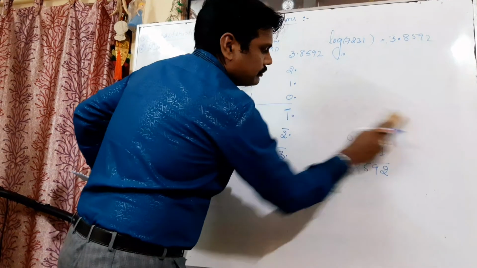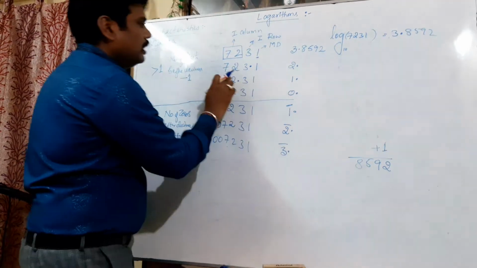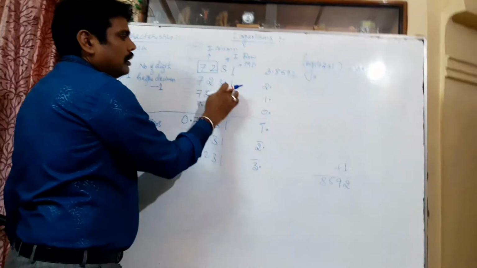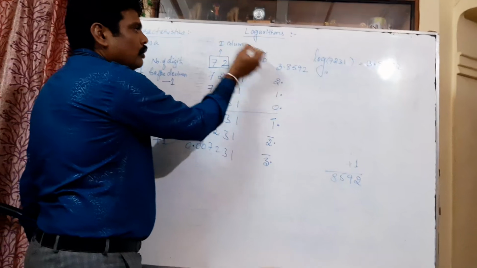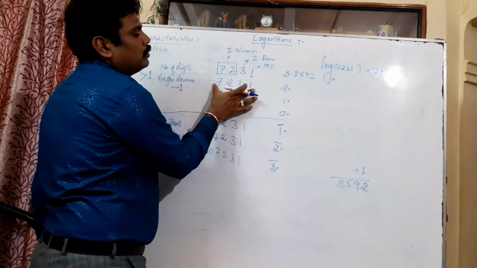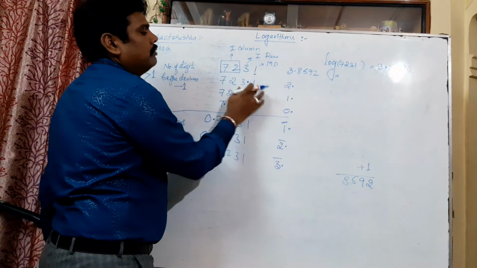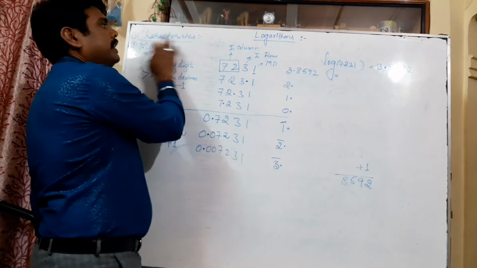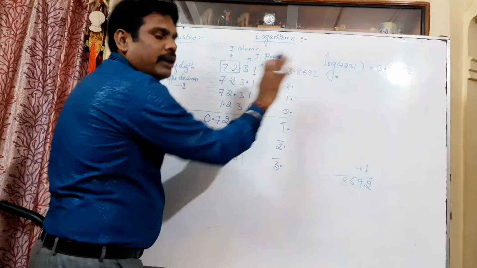Similarly, if I want to write the logarithmic value of the next number, it is 7231, but the digits are the same now. Irrespective of the decimal, you have to consider the first 4 digits, 7231. Don't consider this point. This point is considered only while writing the characteristic. So we have already written the characteristic.